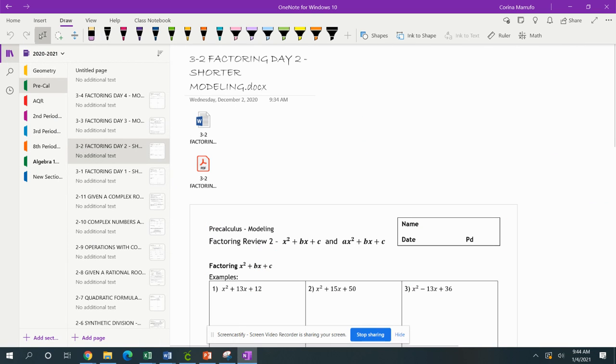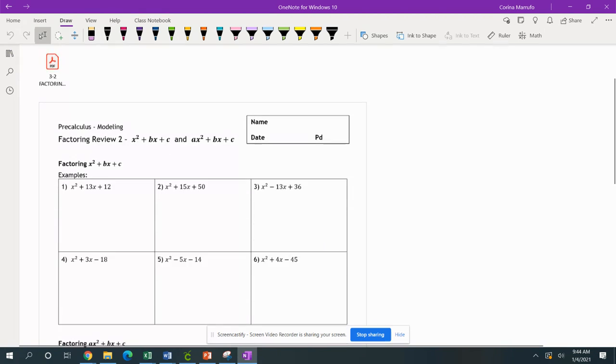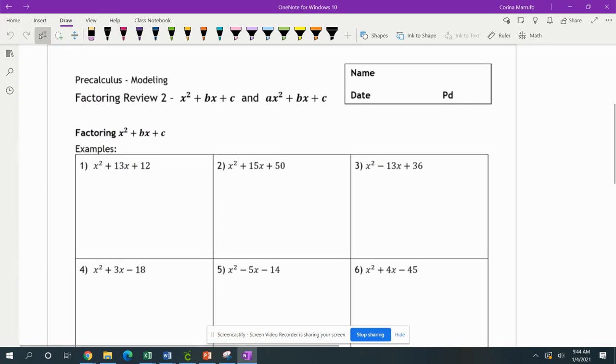So we're still going to be working with factoring. We have factoring day 2. And so we're going to be factoring what we call trinomials. And it's a trinomial because we have 3 terms, x squared plus bx plus c. Okay, so that's what we're going to be factoring first.